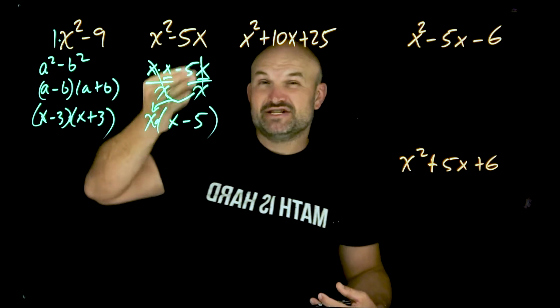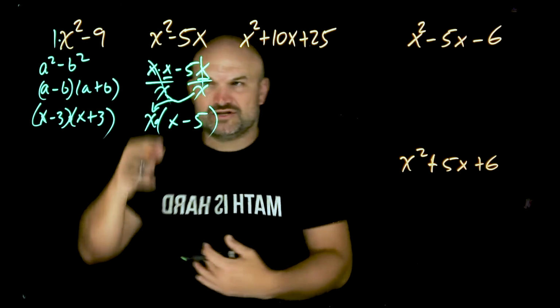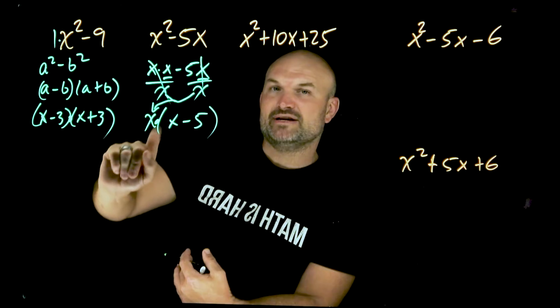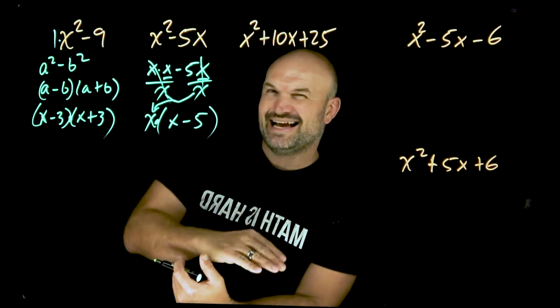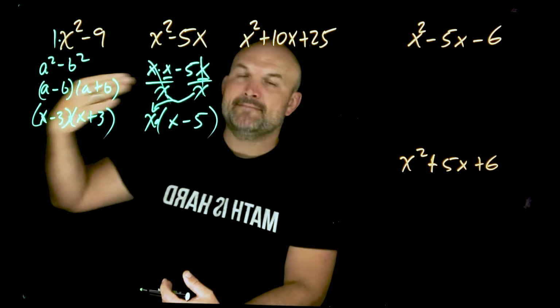So remember, division and multiplication are inverse operations of each other. So by dividing out this x, I just need to make sure I'm rewriting it as a product, okay? And again, you can always check your answer again by multiplying it back out.